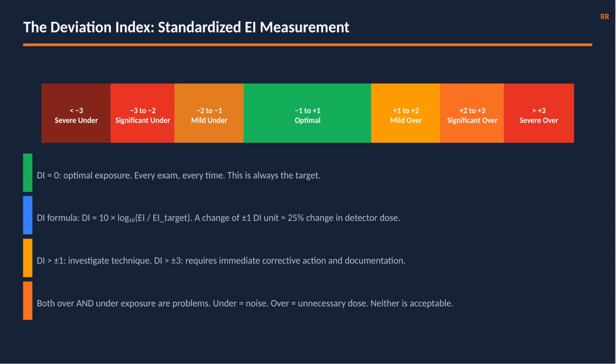DI between -1 and +1: optimal range. DI beyond plus or minus 1: investigate. Identify whether this is a random variation or a systematic technique problem. DI beyond plus or minus 3: mandatory corrective action required. Document, investigate root cause, and correct technique before repeating exposures of the same type.